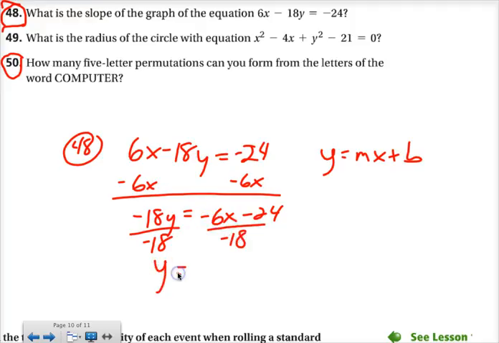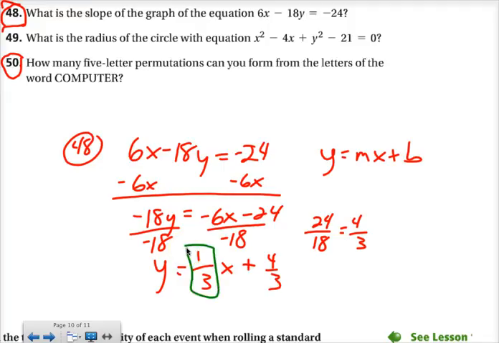So y will equal a positive 1/3 x plus, and you know what, I don't even really care what 24 divided by 18 is, because all they wanted was the slope. But we certainly could go ahead and do our reducing there. So 24 over 18, 6 goes into each one of those, and that would give us 4/3. But like I said, we already found our answer. There is our slope right there in number 48. So the slope is 1/3.